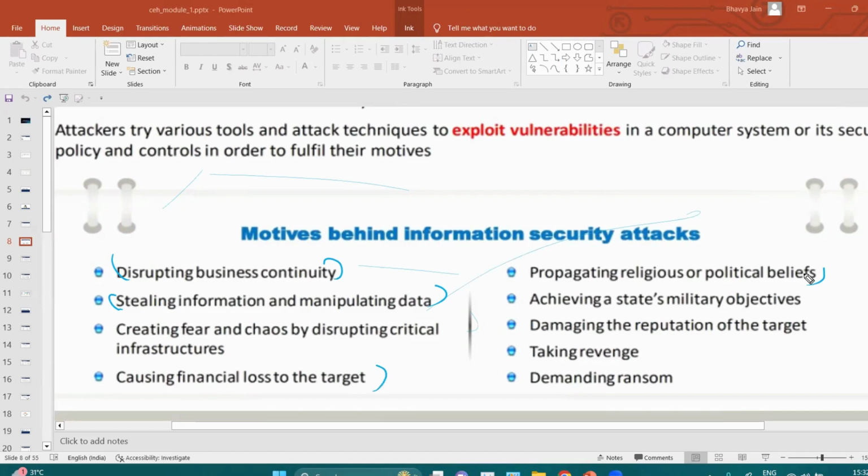Then achieving the state's military objectives. Think of one state hacking the data or the systems of another state. The same applies to nations, where one nation is hacking another nation for data or confidential information. That is what military objectives means. Then damaging the reputation of the target.